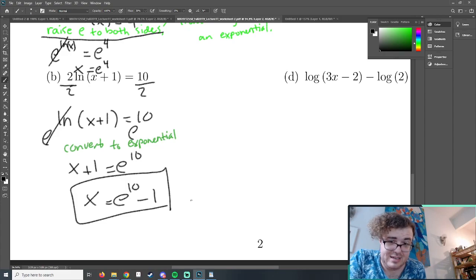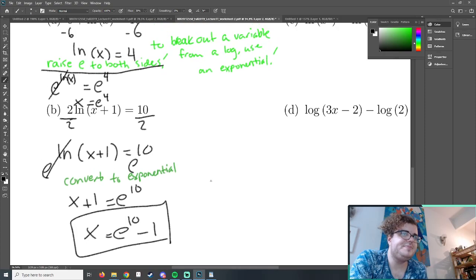E, it's like if I said pi times pi minus 4. You wouldn't try and mess with that because pi times pi is a complicated number that you just don't want to, like, there's not a good way to do it. Just like if e was a variable, we're going to leave this be. X equals e to the 10th minus 1 is our final answer.